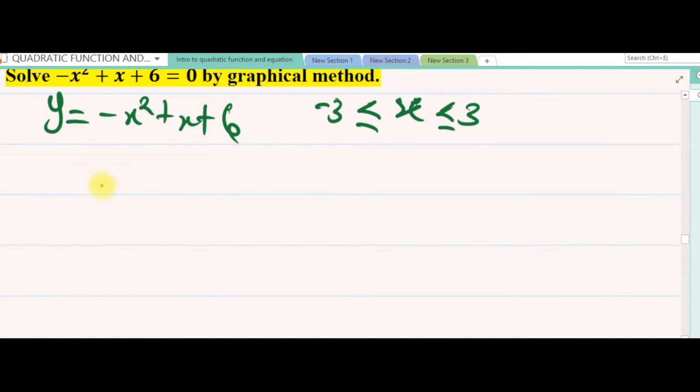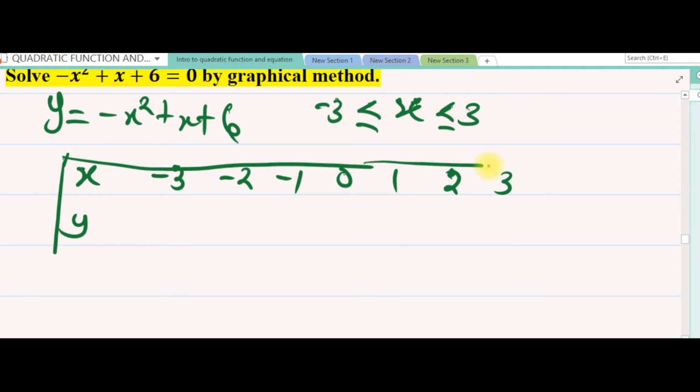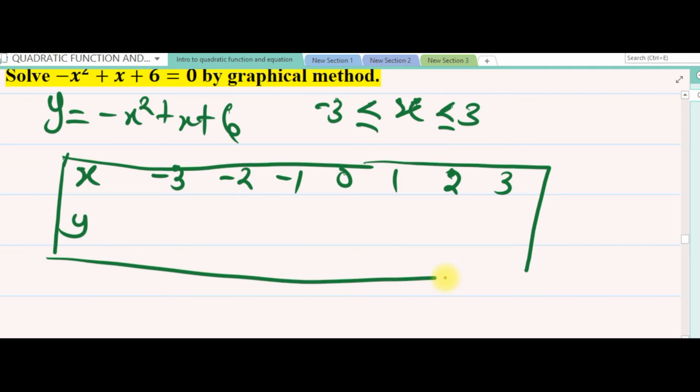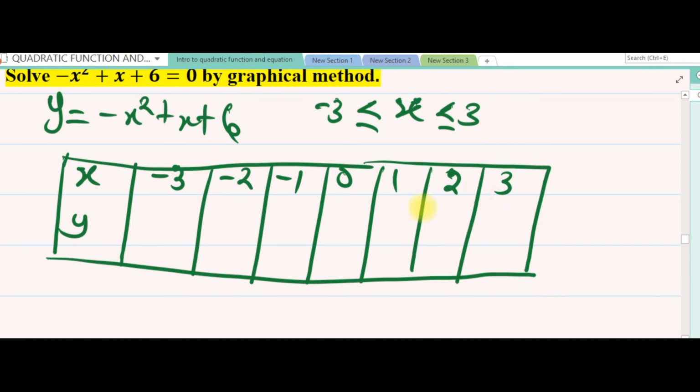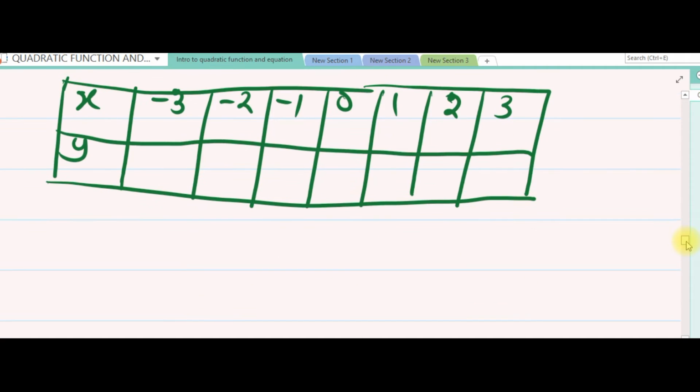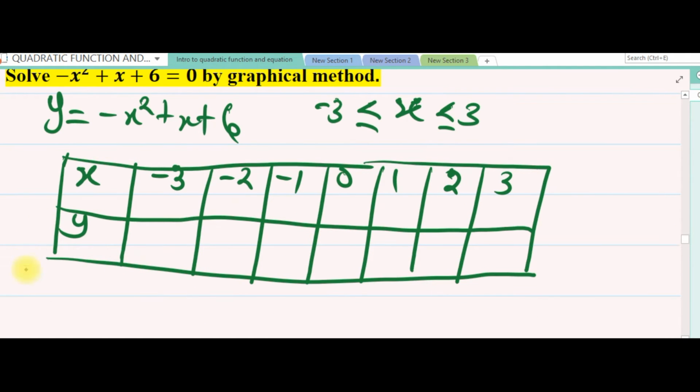So the first thing is, okay, this is minus 3, minus 2, minus 1, 0, 1, 2, and 3. So that's my x value. We now use it to complete the y value. Let's now fill up the table using y equals minus x squared plus x plus 6.